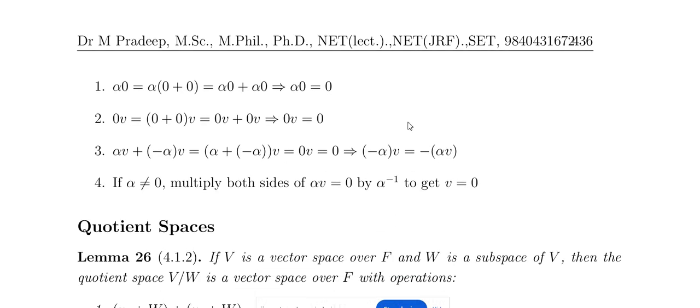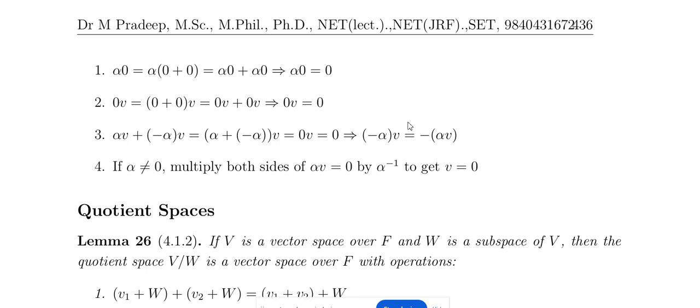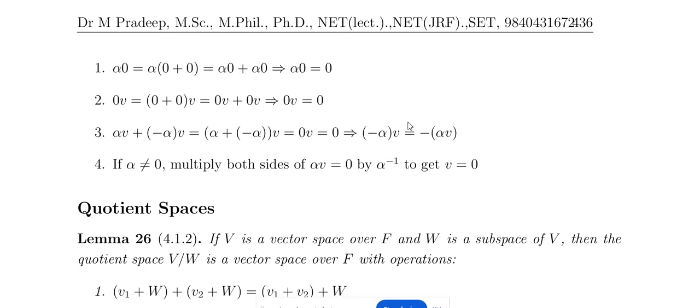It's a very simple proof. Alpha times 0 means alpha times (0 plus 0), which by the properties equals alpha 0 plus alpha 0, and when you cancel, alpha 0 equals 0. For 0 times v, 0 plus 0 equals 0, so 0 v equals 0 v plus 0 v, and cancelling, 0 v equals 0. For minus alpha v, alpha plus minus alpha times v equals 0 times v, and 0 times v we already know is 0. So this equals 0, which means minus alpha v is the inverse of alpha v.